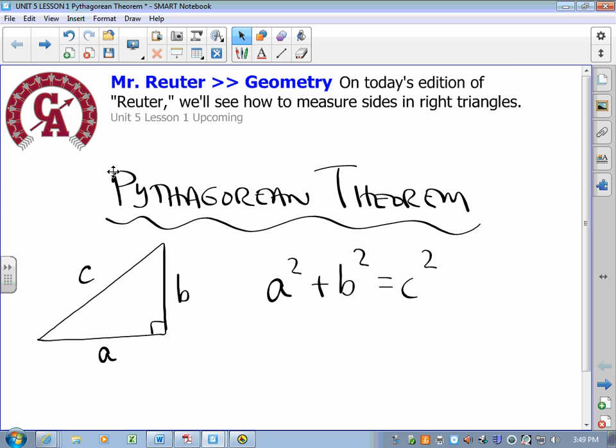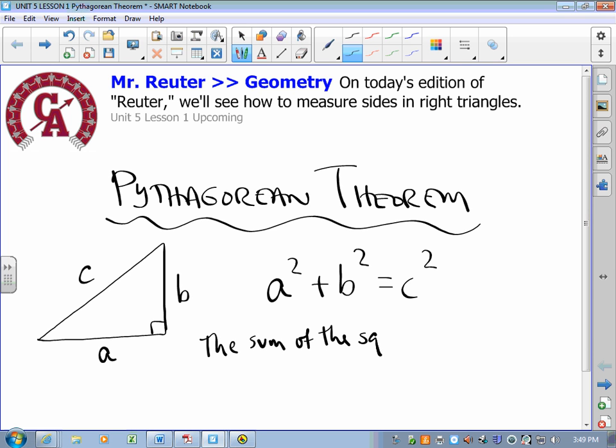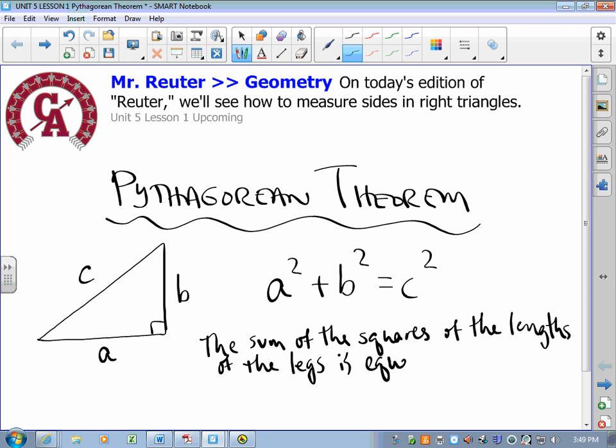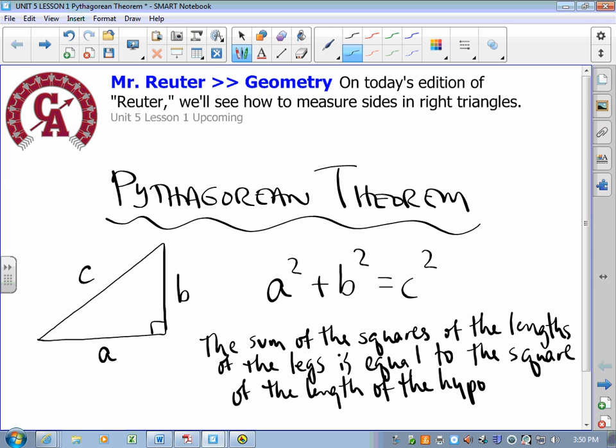To write it out in words, we would say the sum of the squares of the lengths of the legs is equal to the square of the length of the hypotenuse. In other words, if I square the hypotenuse, I get the same thing as what I get if I square the legs and add them up.